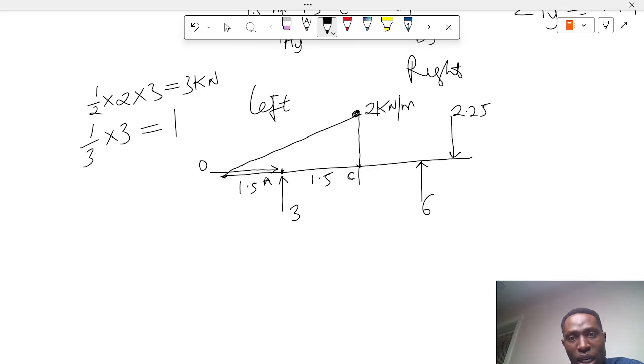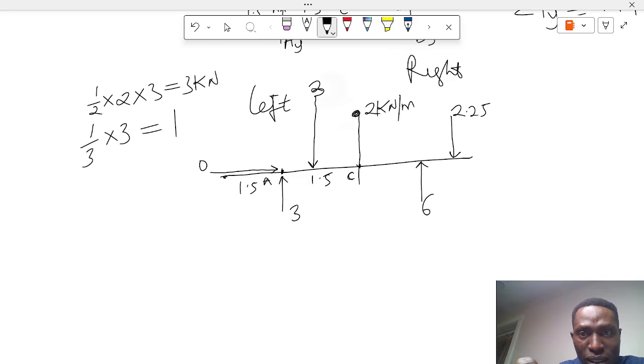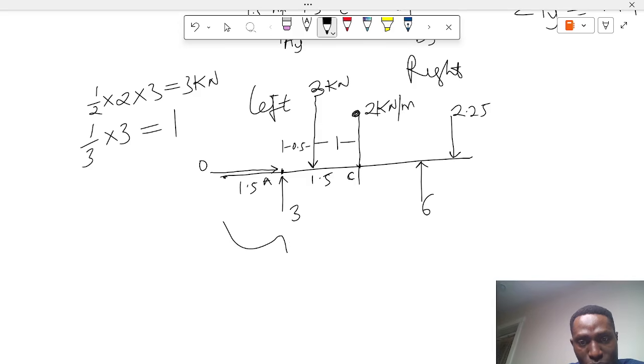So what I will do, I will just draw this again instead of drawing a fresh diagram. I will just clean this force and put the force here from this point. So this force will be 3 kilonewtons, and this point to this point will be 1, while the remaining distance will be 0.5. So let me draw the left hand side cleanly.